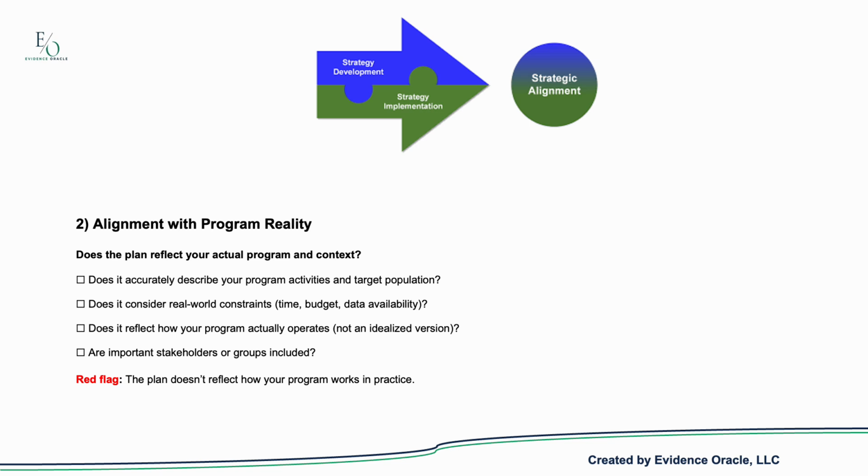There may also be seasonal differences in your program. Is it more subscribed in certain periods? Make sure that the plan reflects your actual population, activities, and resource environment. A good plan must fit your real-world program or policy and not an idealized version.